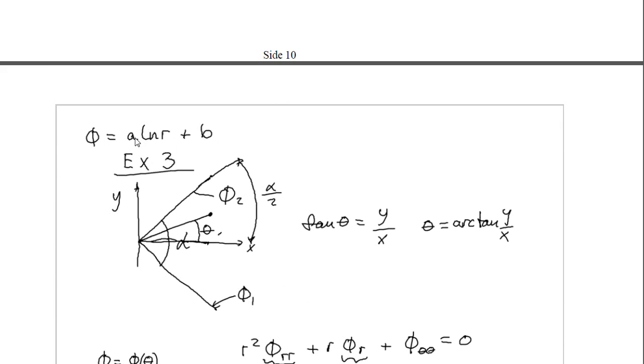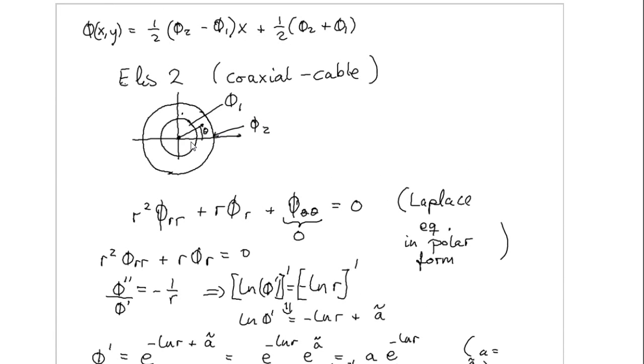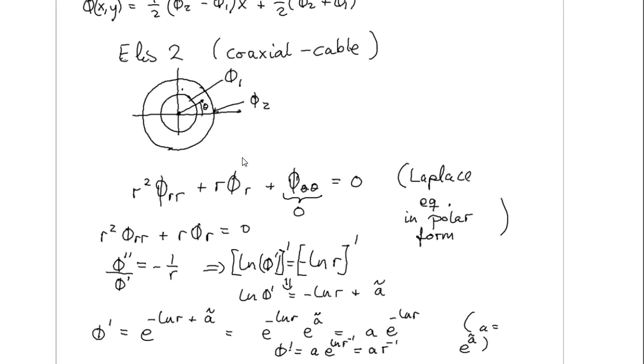In order to find a and b, we just have to use the boundary conditions, phi1 and phi2, and this gives us two equations with two unknowns. This is very easy for us to compute, exactly as we did for the previous example.